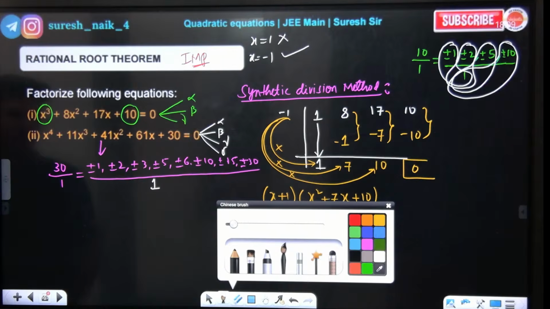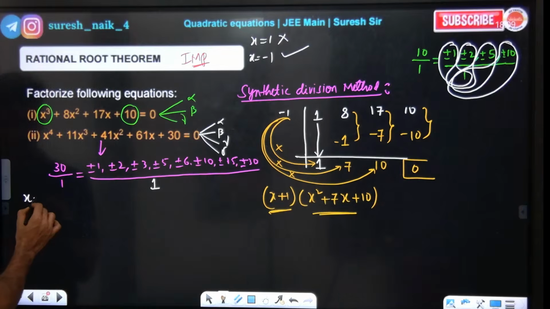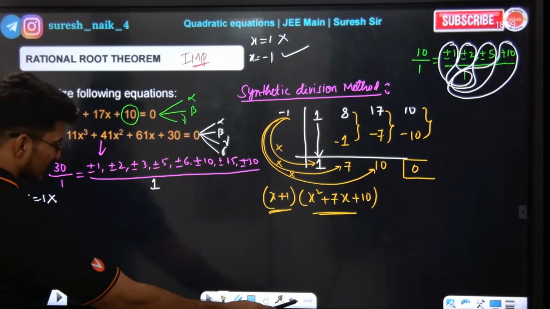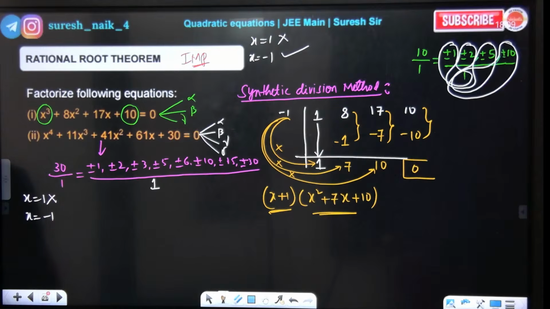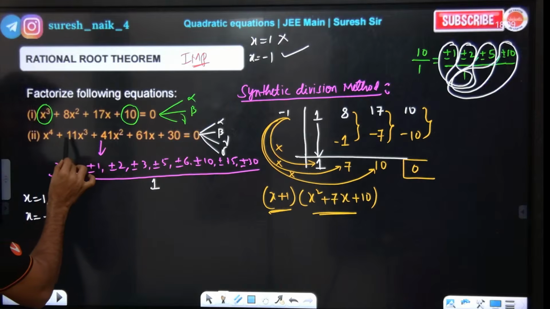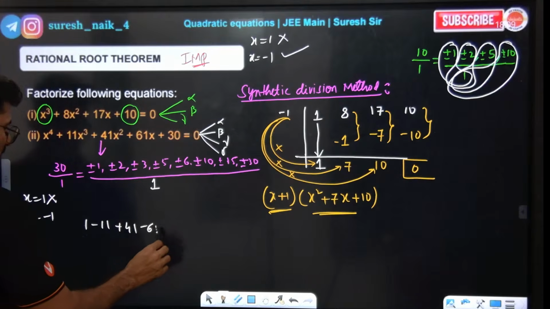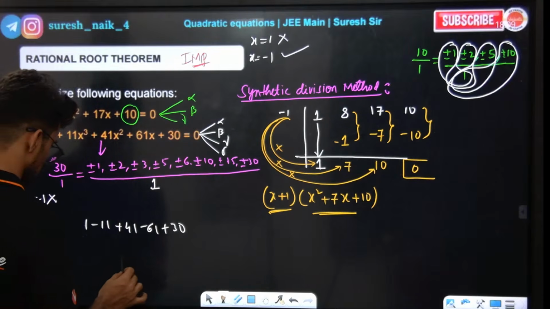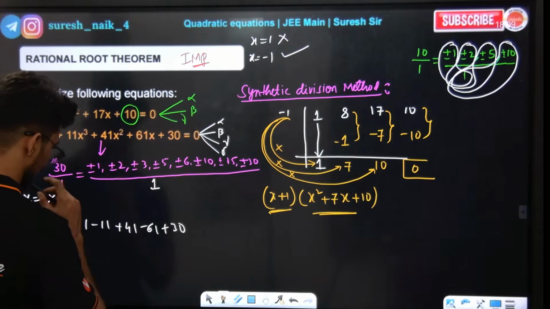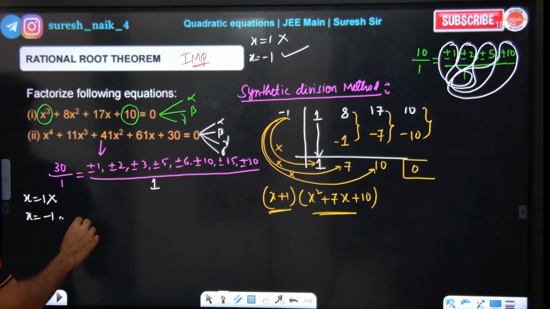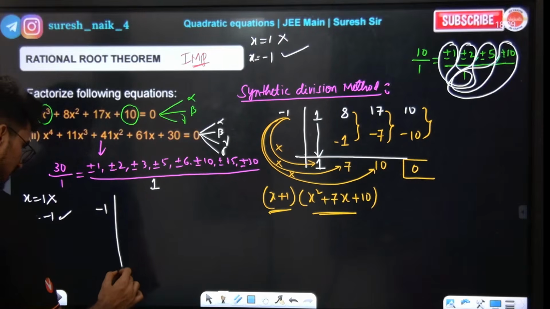Tell me, sir, if you check this properly. First, substitute. x is equal to 1 will not satisfy. x is equal to -1, will it satisfy? Check: 1 minus 11, plus 41, minus 61, plus 30. Yes, it is satisfying. x is equal to -1 is one root, found by using the trial and error method.